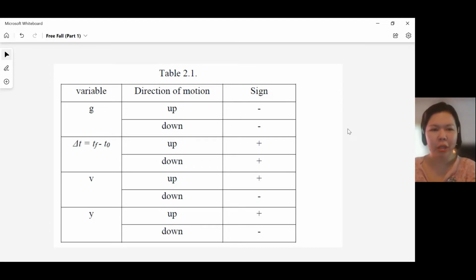Moreover, it should be noted that g is always negative because when an object is going down to the negative y in free fall, it speeds up. Thus, its acceleration vector is directed in the same direction as the motion, negative y. On the other hand, when an object is going up to the positive y, it slows down. Hence, its acceleration vector is pointed opposite to the direction of motion, to the negative y. It should also be noted that we recall t naught, or t initial, is always 0.